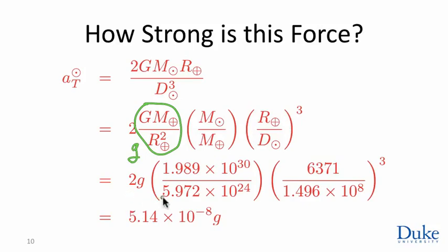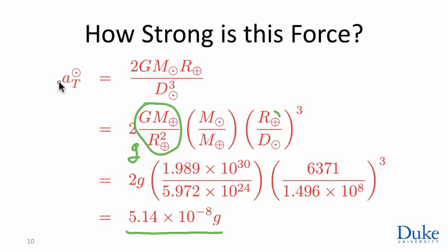And plugging in the ratio of the sun's mass to the Earth's and the cube of the ratio of the Earth's radius to the distance to the sun, I find that the tidal acceleration due to the sun is very small. It's 5 parts in 100 million, the acceleration of gravity. So no, it is not about to rip the Earth apart. This is the tidal acceleration due to the sun. What else might exert a tidal influence on the Earth?